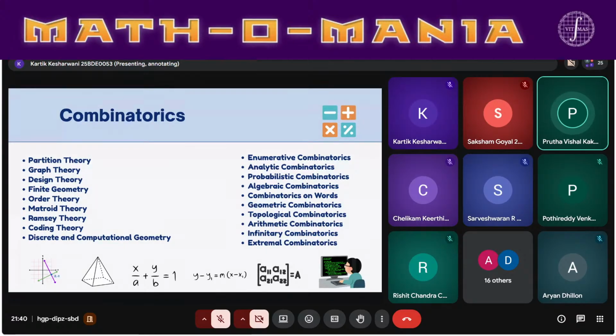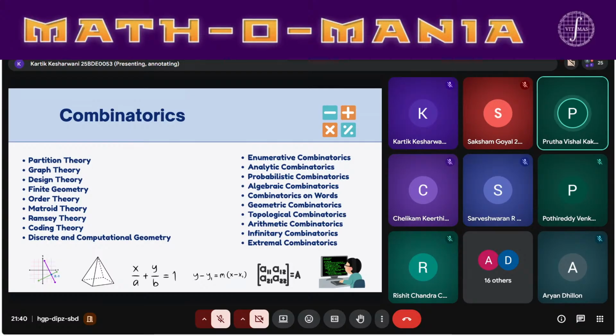Probabilistic combinatorics uses probability to study combinatorial objects. Fourier transforms analyze distributions, randomness, and expectations in discrete random systems.